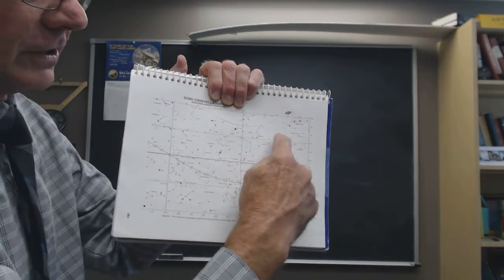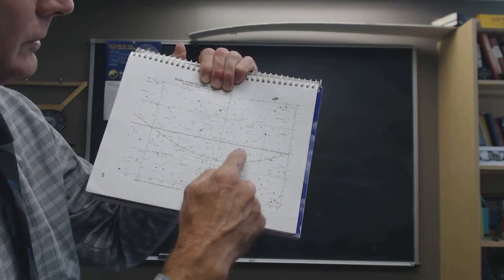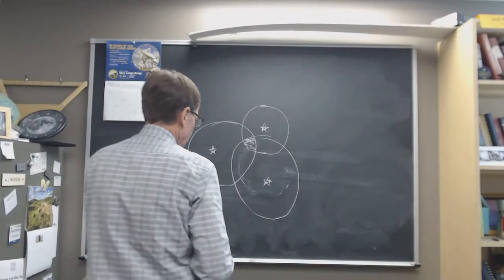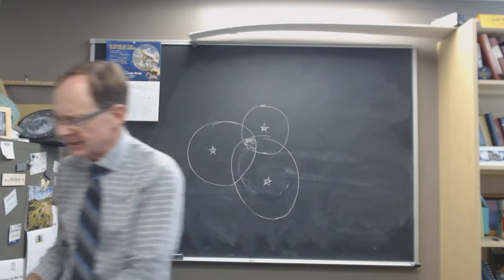You drew a circle around Arcturus, and you drew a circle around Spica, and you drew a circle around Antares, and you'd have the moon in here someplace, for example, like that. And you read the center of that area as the right ascension and declination.